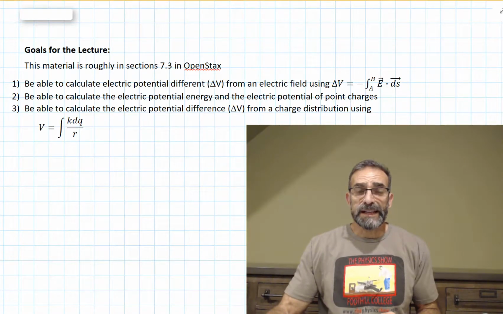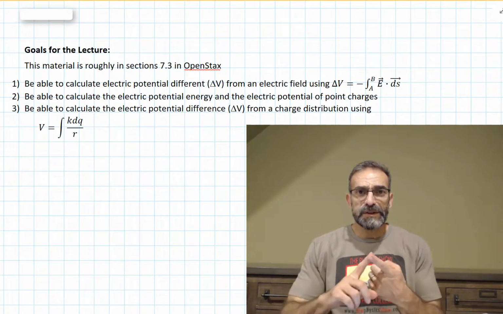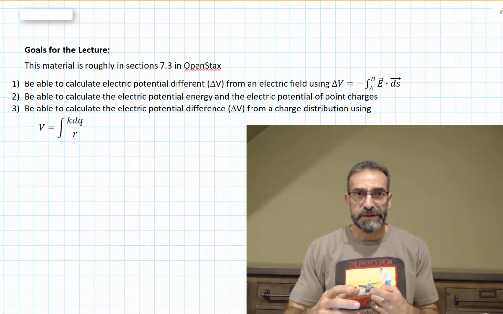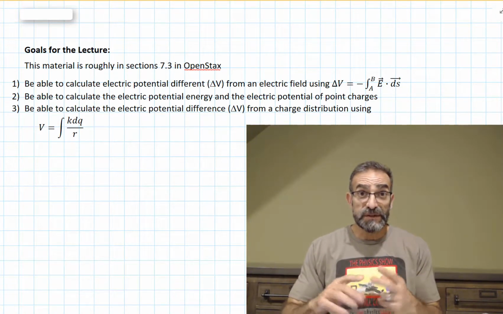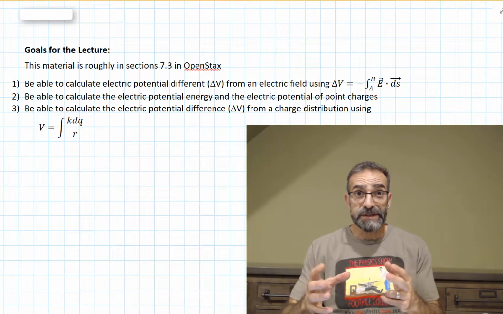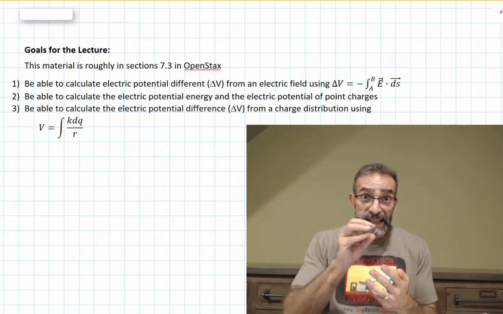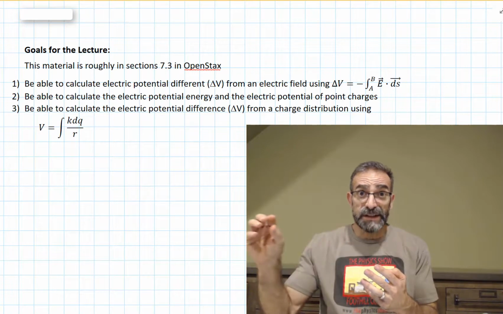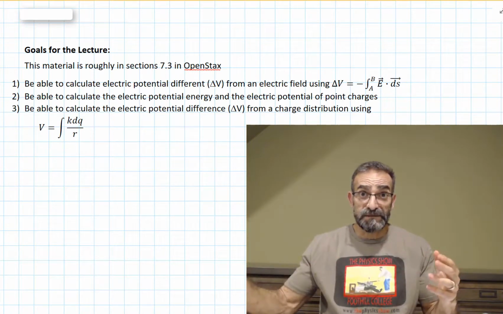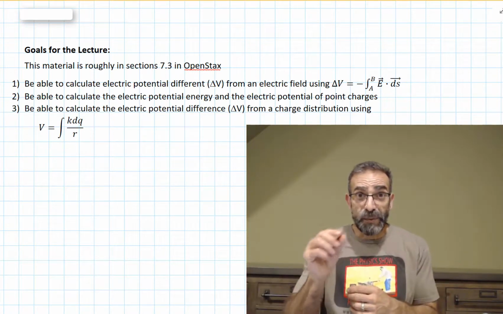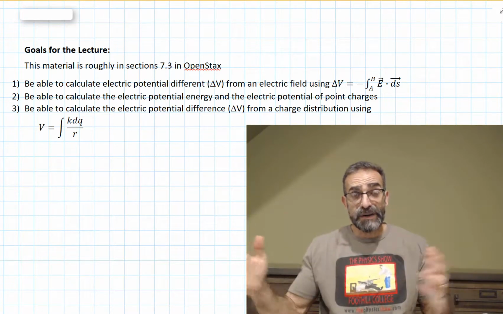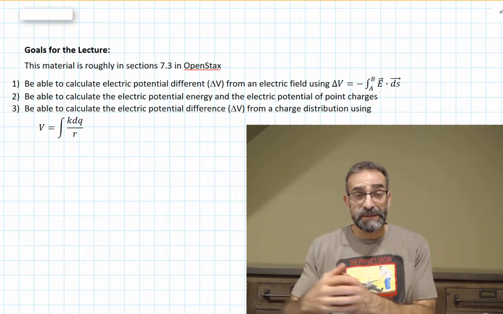When we were learning about electric fields, first we learned about the electric field from a point charge. Then we learned about the electric field from multiple point charges. Then we learned about using each little tiny chunk of a charge distribution and treating it like a point charge and adding up all the contributions to find the electric field.